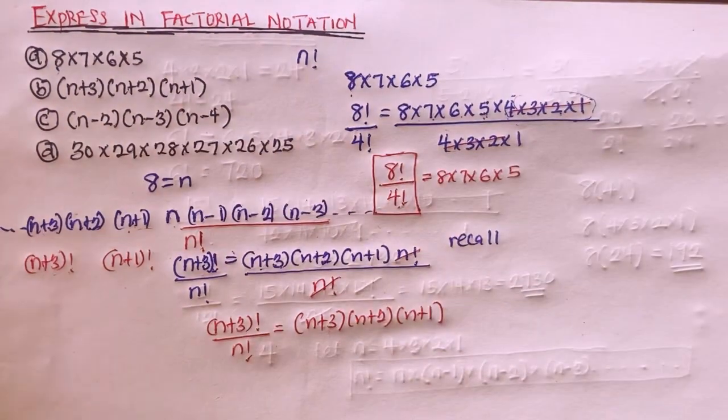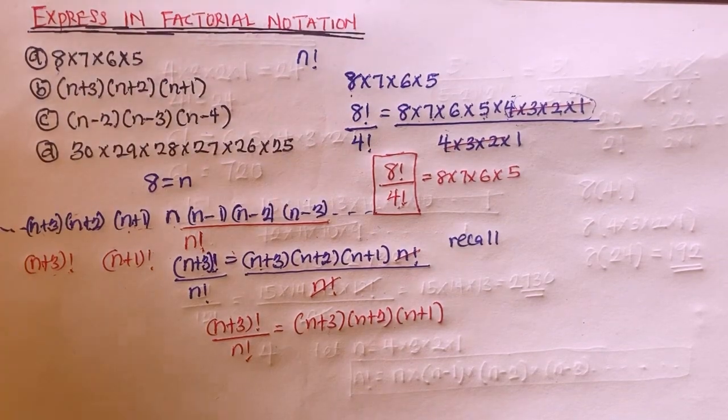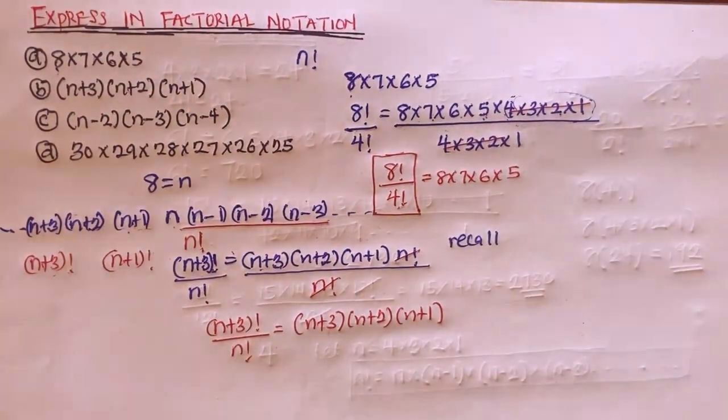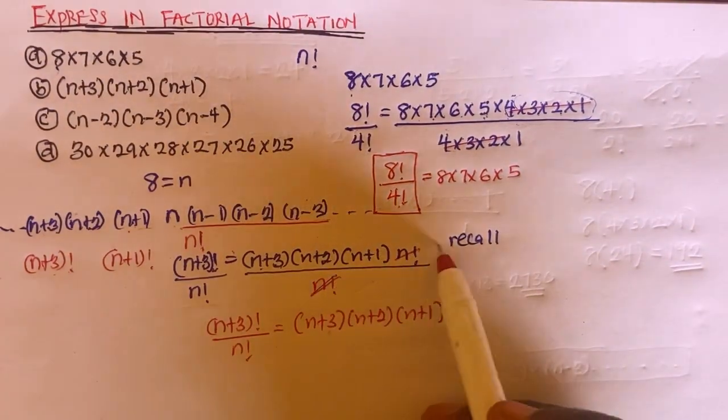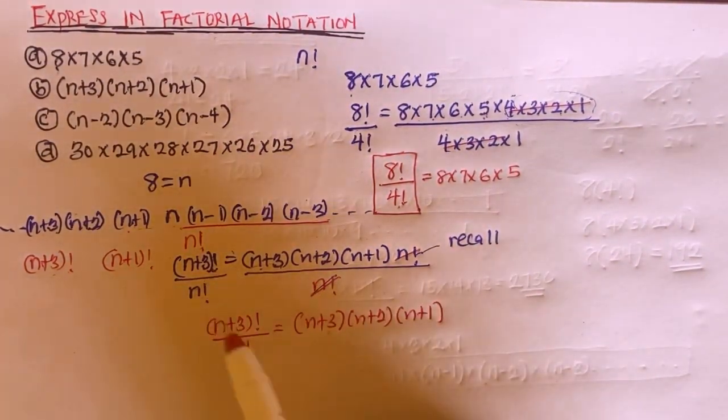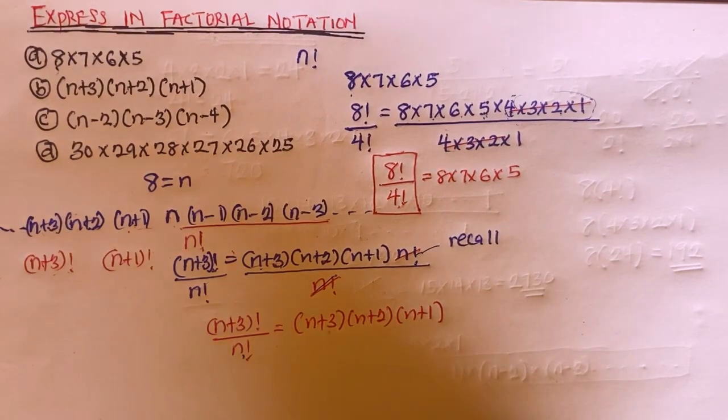So that's just it. It's very simple. You just need to check the next thing. What's the next number that is below? Then you add it. After adding it, then you cancel it out. You divide it again. This cancels this, right? Then you have everything here to go to the factorial notation of this expression.